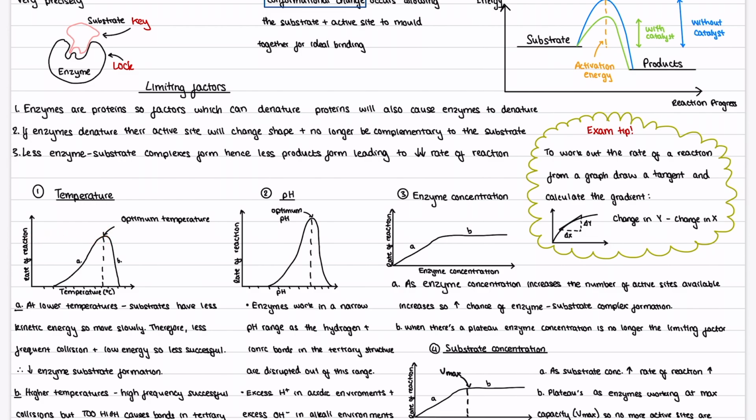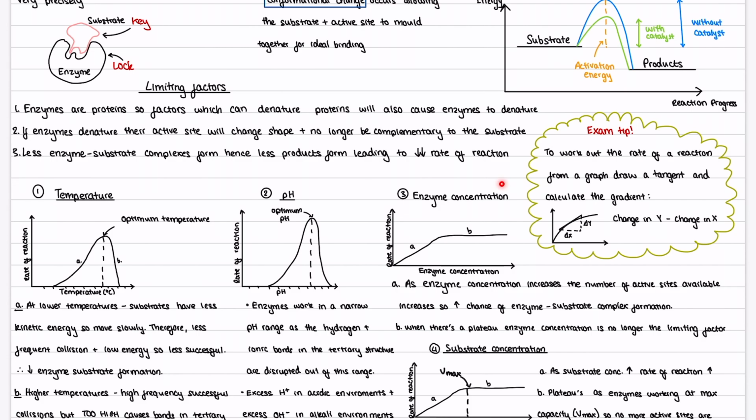However, if the temperature is too high, bonds in the tertiary structure will break and cause the enzyme to denature. As the enzyme active site has changed, no enzyme-substrate complexes can form, stopping the reaction. The next one you need to be aware of is pH. Enzymes work within a narrow pH range, as out of this range the hydrogen bonds and ionic bonds in the tertiary structure will be disrupted.